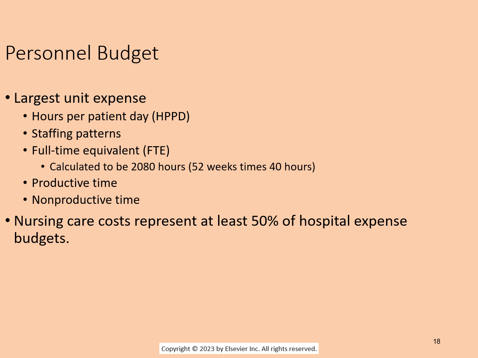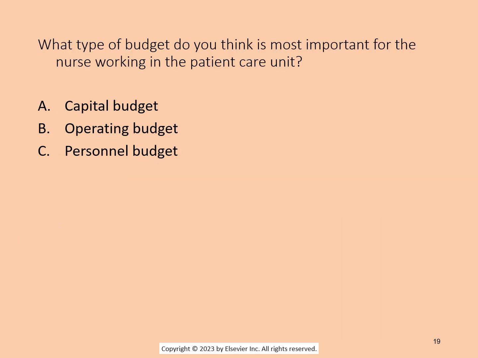Personnel budget, again, is a large unit expense. And then again, it's hours per patient day. Look at your staffing patterns. You'll have your full-time employees. All this is calculated in your personnel budget, calculated to be like 2,080 hours, 52 weeks, based on a 40-hour work week. Also looking at productive time and non-productive time. Overtime is a big one. So if your manager tells you you need to get off the clock, you have to cut overtime, it's because he or she is trying to protect their personnel budget. Nursing costs represent about 50% of the hospital expense budget because you have to have staff.